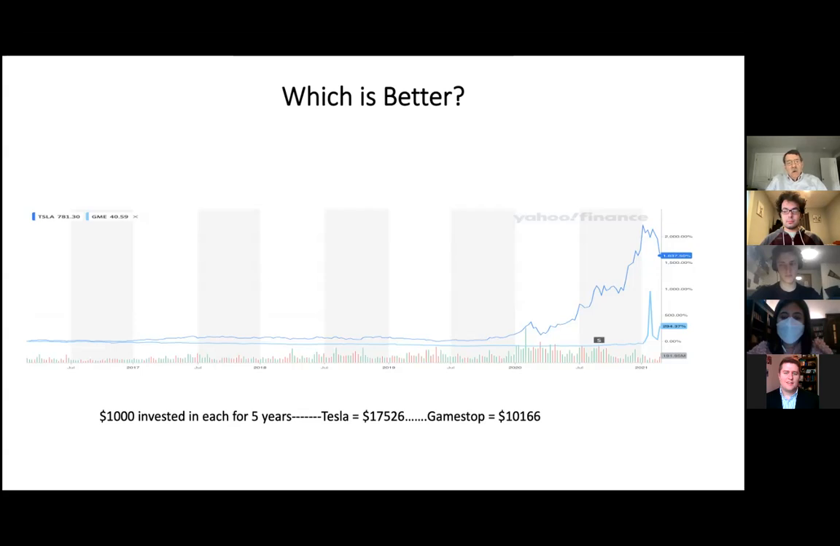So down below, if you invested $1,000 in Tesla 5 years ago, that $1,000 would be worth $17,000 today. Pretty good. $1,000 invested in GameStop would be worth $10,000. Still pretty good return. I think there's a lot more confidence about the viability of Tesla than there is about GameStop. But it's just an interesting thing. We're going to spend a little more time on it later.